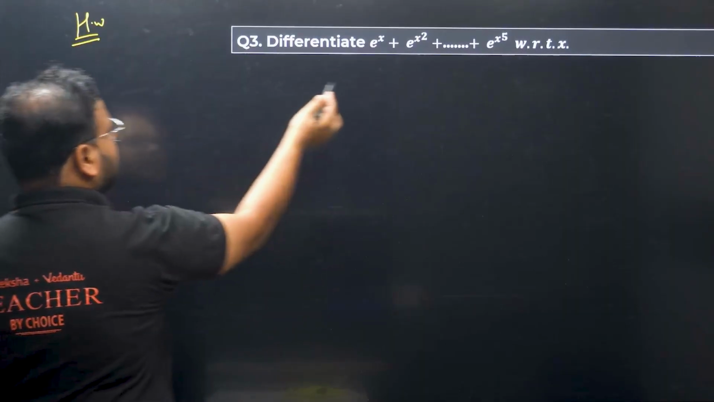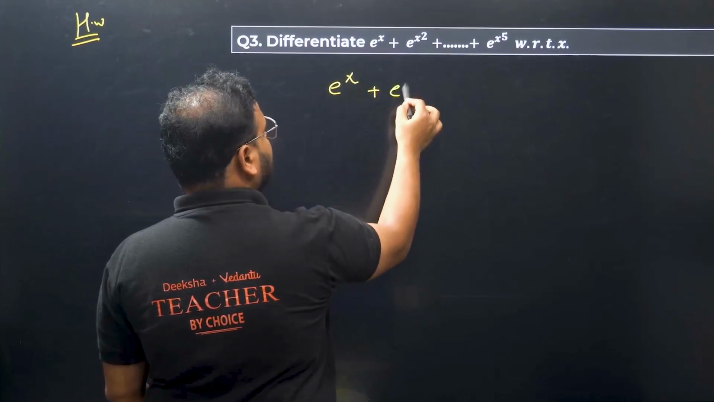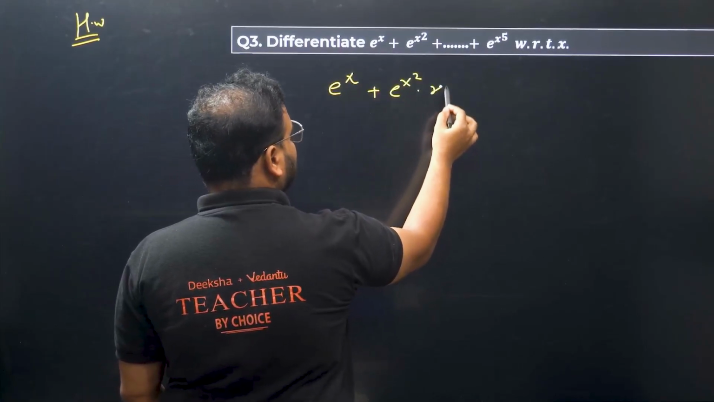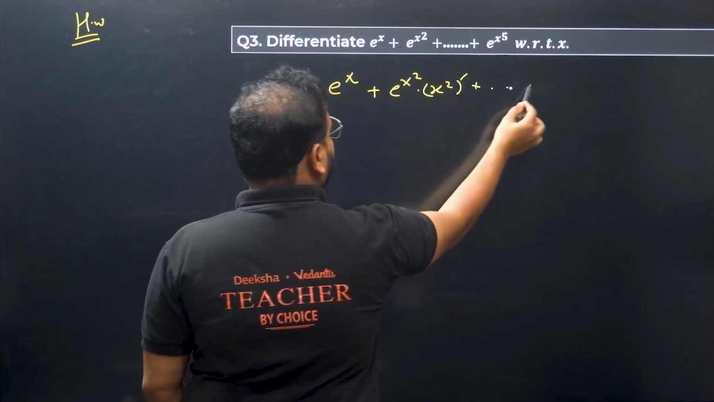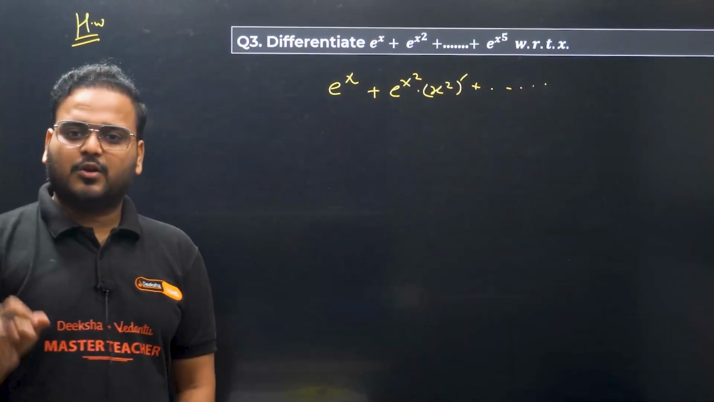This is your homework. Please solve it. Okay, same formula will continue. E power x as it is. You will have over here e power x square times of derivative of x square and so on. Do it. Solve it and cross check your answers. I have given you answers already. I hope you got it right.